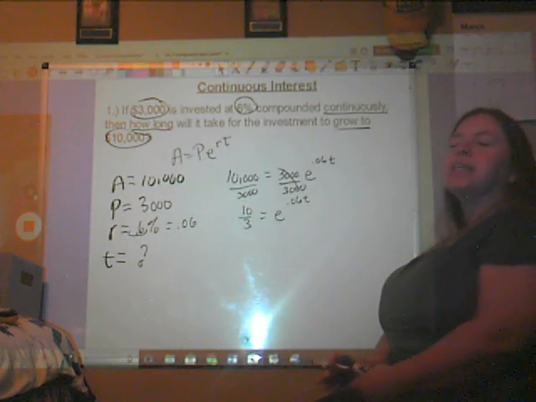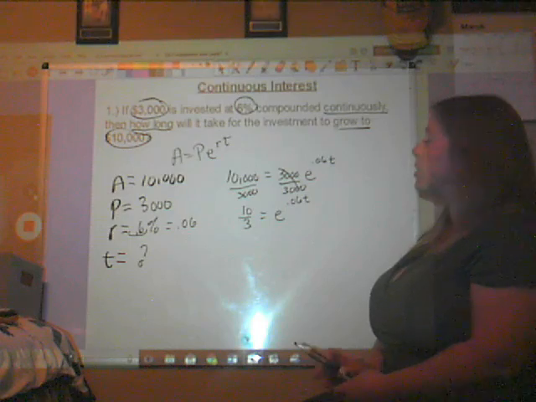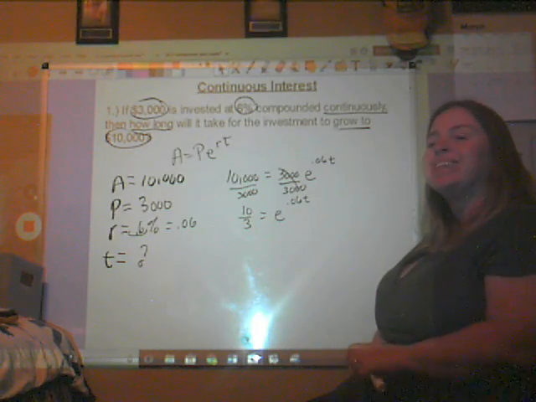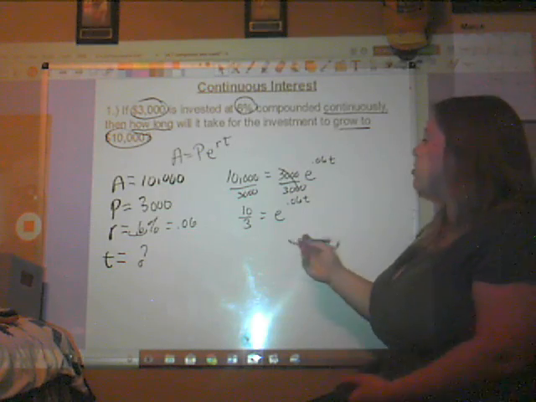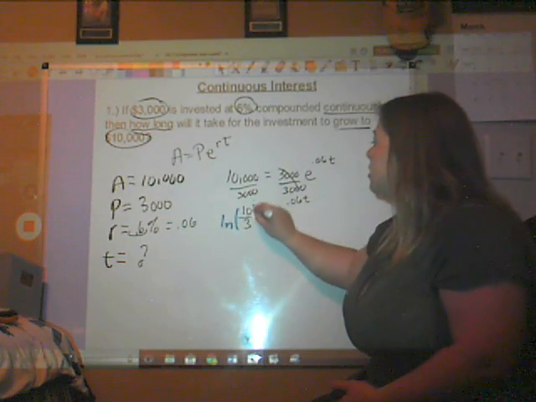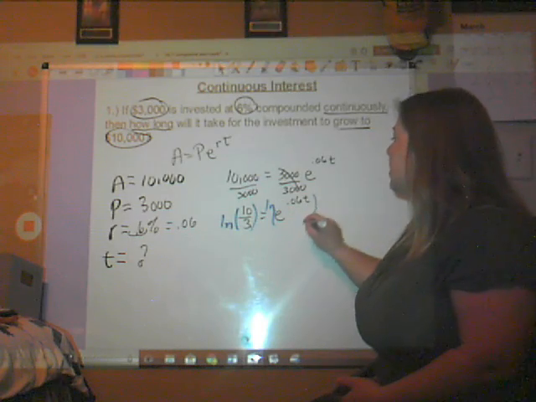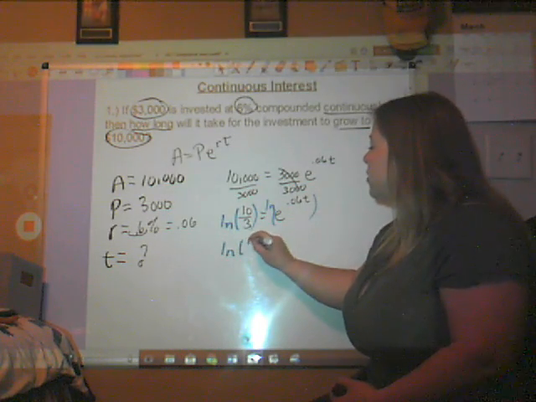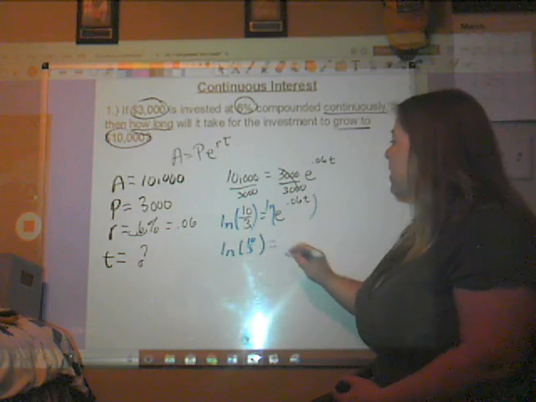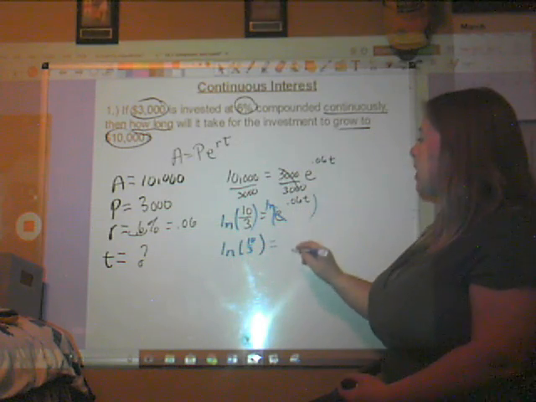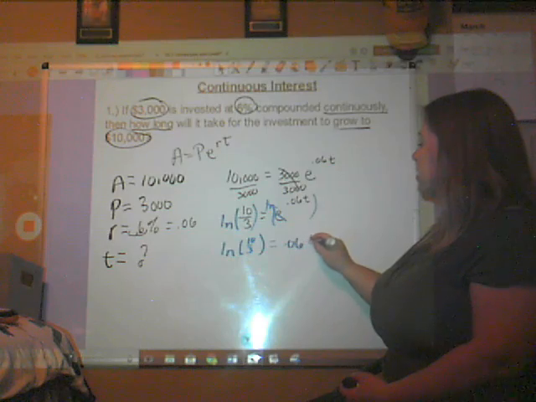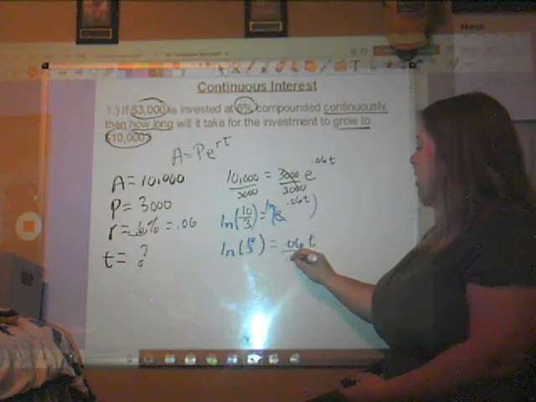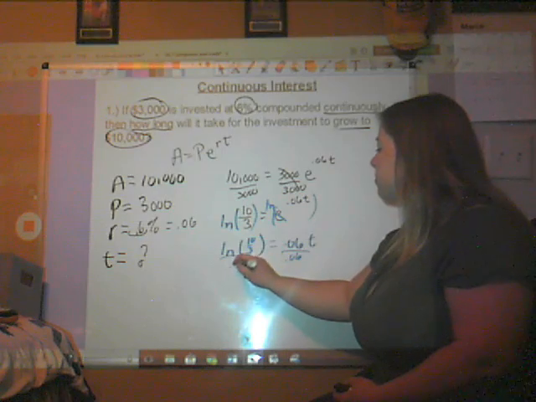Now remember that T is up in the exponent, so we want to get rid of it. So we have a base e. Remember, the opposite of base e is natural log. So what we're going to do is take the natural log of both sides. That's the ln of both sides. So we have ln of 10 over 3, you're just going to leave it, equals the ln and the e cancel, and I get 0.06t. Now I want t by itself, so I divide by 0.06.